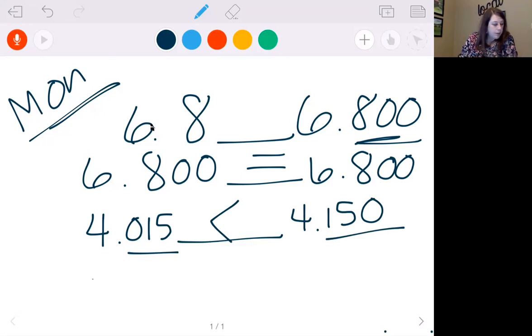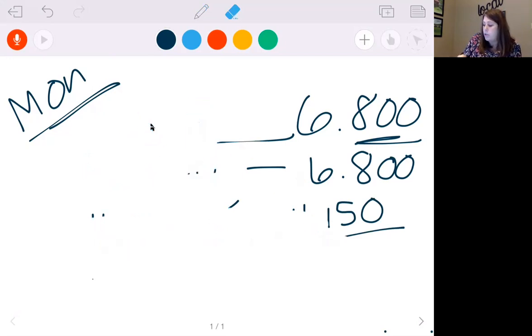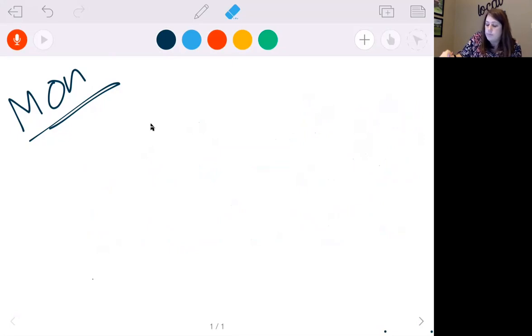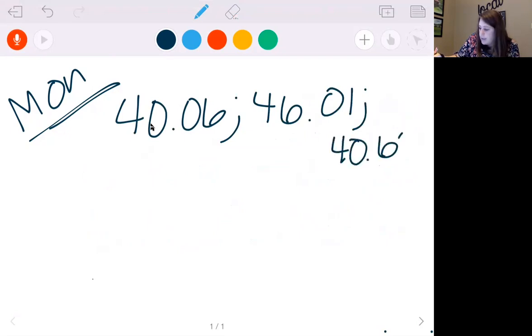They're pretty simple. The next thing you're going to do is order your decimals. When you order your decimals, it's going to ask you in your book to do greatest to least and then least to greatest with each little set they give you. So let's look at one they give us. When you're ordering them, you pretty much just do the same thing you do the other times. Let's do these 3: 40 and 6 hundredths, 46 and 1 hundredth, and 40 and 60 hundredths.